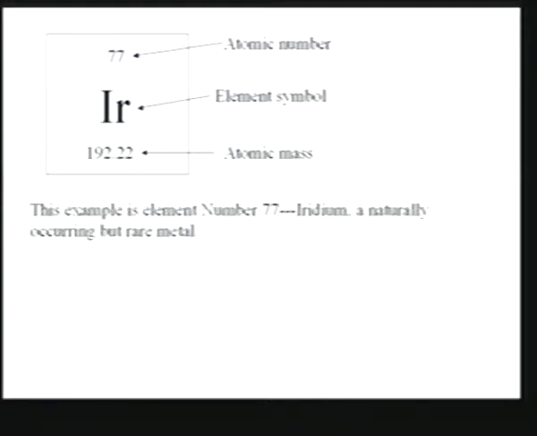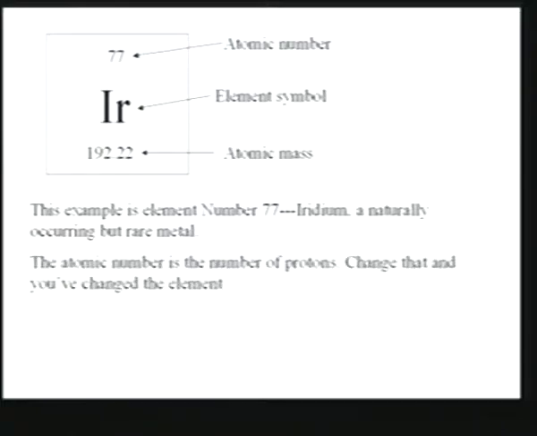Okay, this is element number 77. It's iridium. It's a naturally occurring but rare metal. There's not a whole lot of it. And these are its properties. Okay, so what do those numbers mean? Well, the atomic number is the number of protons. Right? So elements in the periodic table are arranged by the number of protons they have. Okay? Or they're arranged by the number of protons.